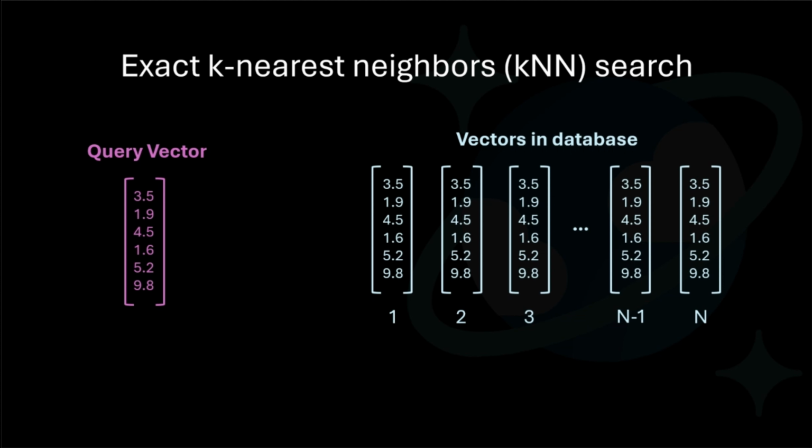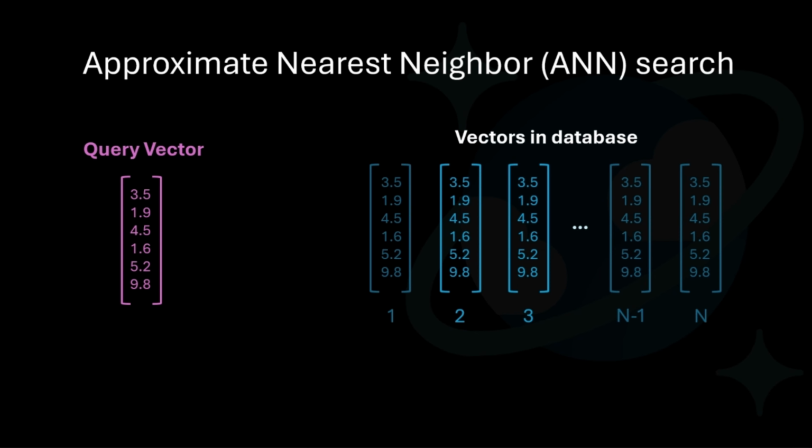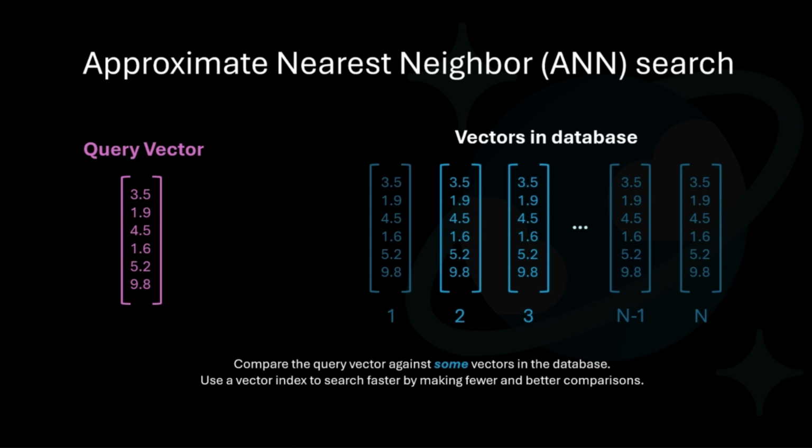Now, when I'm comparing my query vector with the vectors in my database, I can do this exactly, which means that I'm comparing the query vector against every vector in the database. This is precise, but it's slow as it scales linearly as I add more vectors to my database. A better alternative is to use an approximate nearest neighbor method, where you're comparing the query vector against only some of the vectors in the database by leveraging a vector index, an efficient data structure for vector search.